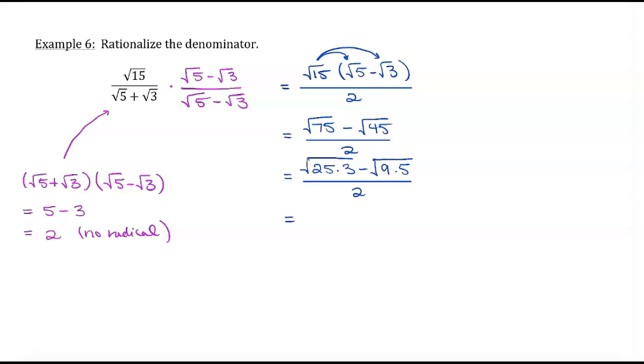The square root of 25 is 5, so our first term in the numerator is 5 root 3. The square root of 9 is 3, so the second term in the numerator becomes negative 3 root 5. And this is all still divided by 2. Now we have rationalized the denominator. We have rewritten the original expression so that there's no longer a radical in the denominator. Let's take a look at one last example.